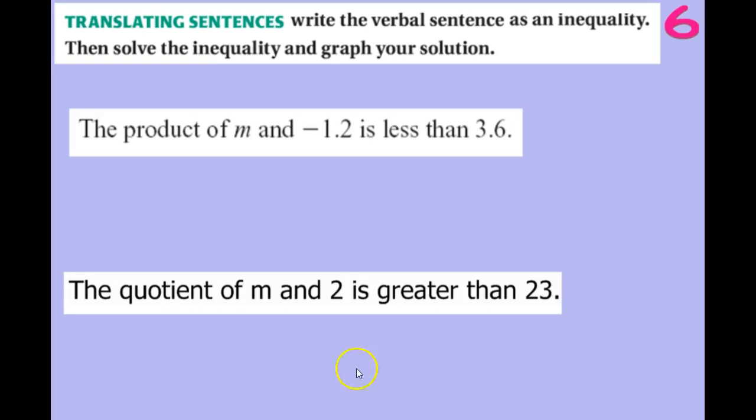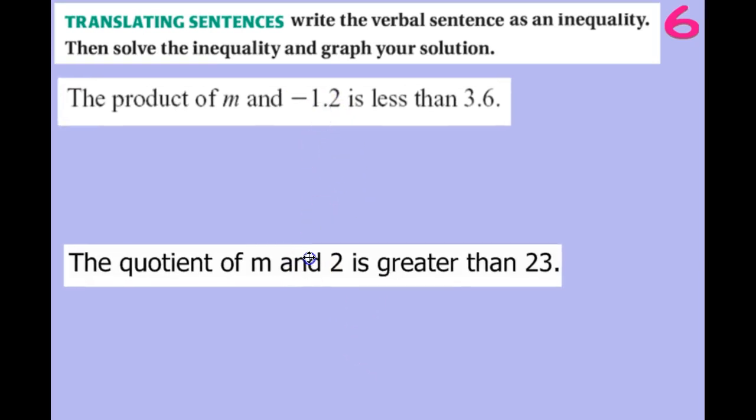A couple more like we've done. First, it says find the product of m and negative 1.2. That is less than 3.6. So product means multiply. Multiply m times negative 1.2. So I put this in parentheses so it doesn't look like m minus 1.2. It's times that negative there is less than, just second L, less than, no equal to there, and 3.6.